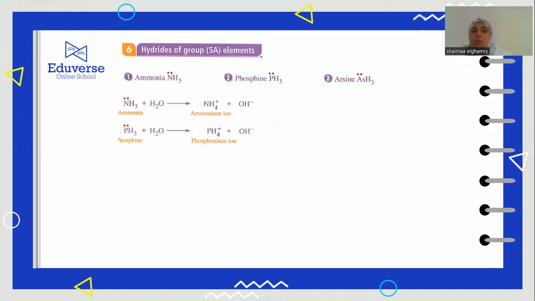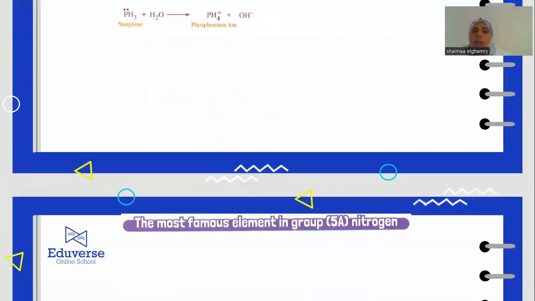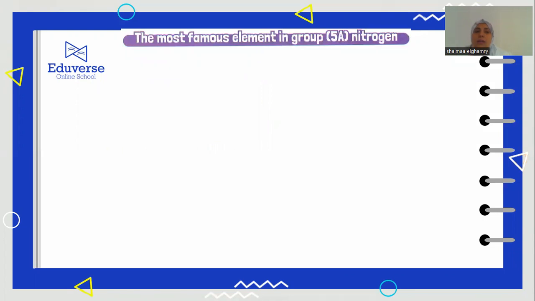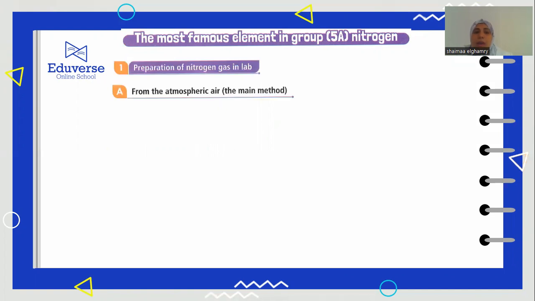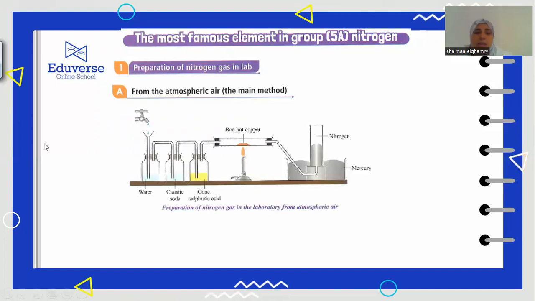But due to the difference in electronegativity, or the higher polarity of ammonia compared to phosphine, ammonia is more basic than phosphine. The most famous element in group 5A is nitrogen. How to prepare nitrogen in the lab? We have two methods to prepare nitrogen. The first one is from the atmospheric air, as we can see here. We have a jar filled with air.